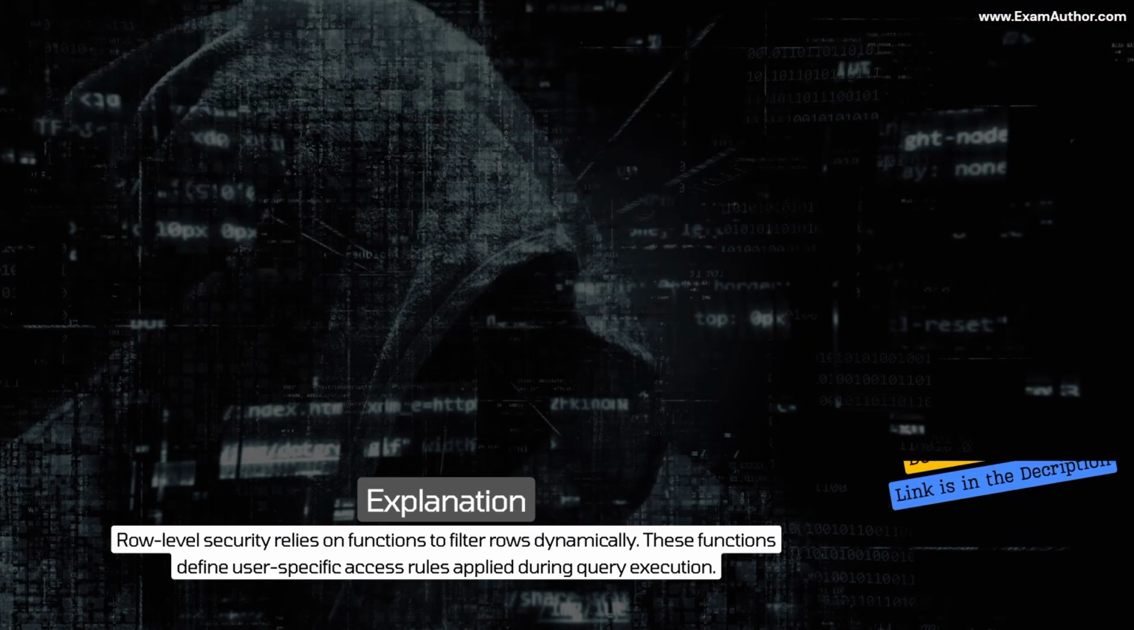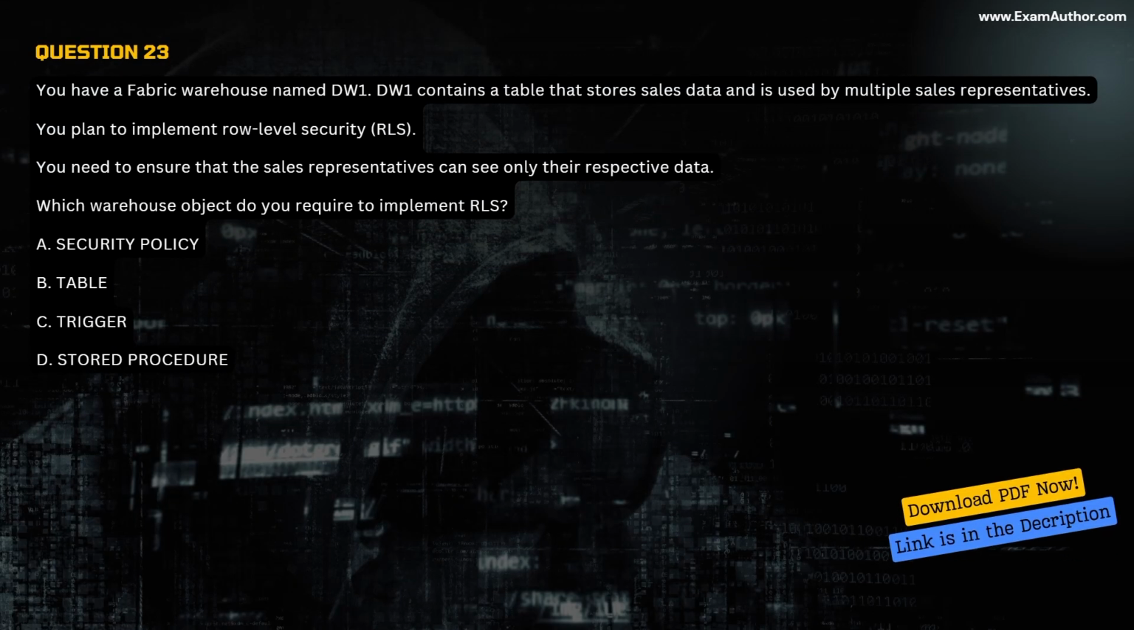Question 23. You have a Fabric warehouse named DW1. DW1 contains a table that stores sales data and is used by multiple sales representatives. You plan to implement row-level security, RLS. You need to ensure that the sales representatives can see only their respective data. Which warehouse object do you require to implement RLS?